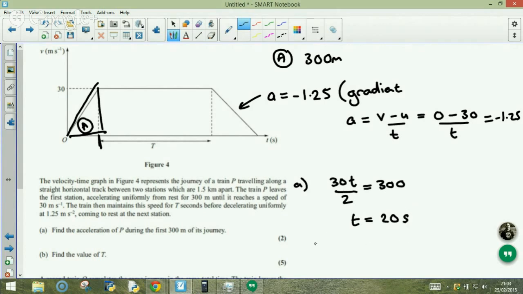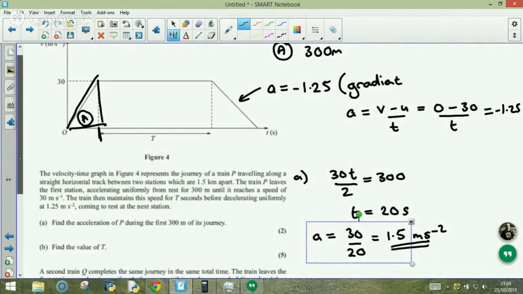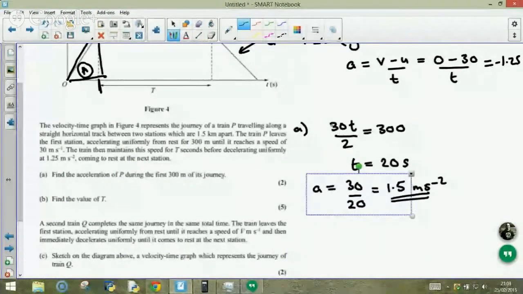So that means that the acceleration is going to be the change in velocity, well, that's 30 divided by the time, and there's our acceleration. So that's all based on the triangle, which should be equal to the distance. So base times height halved.